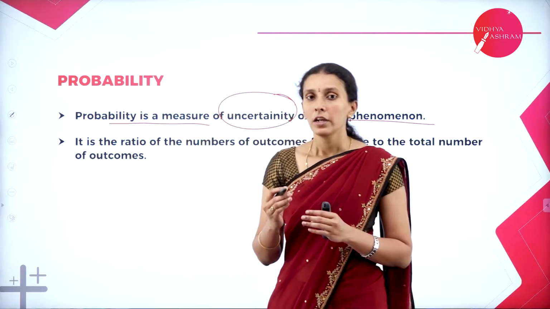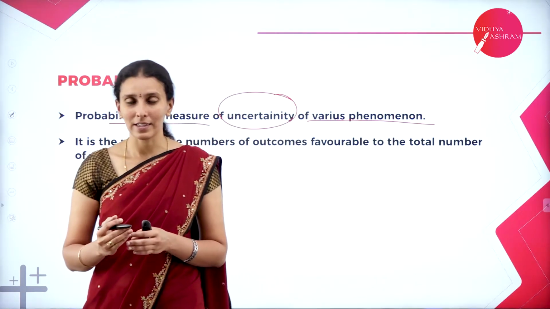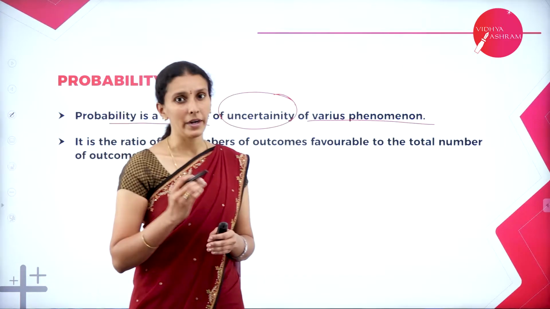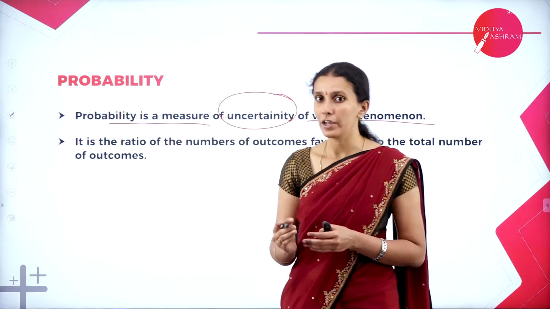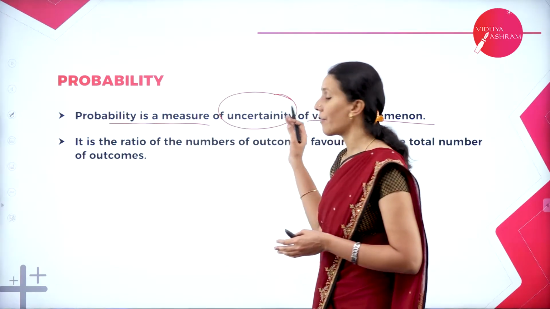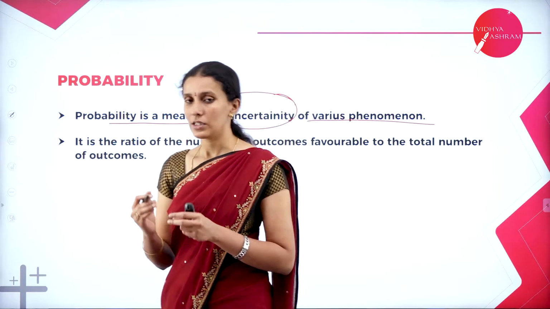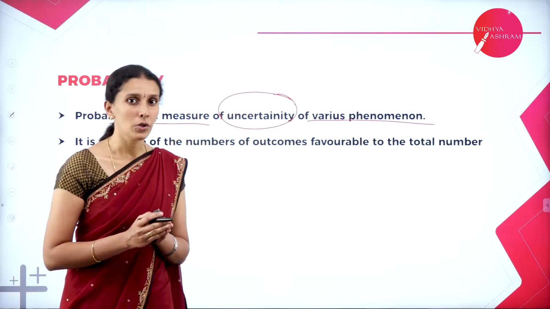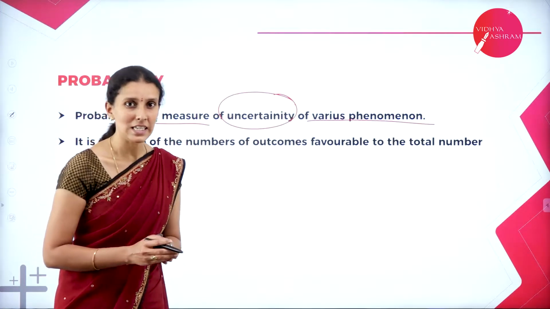For example, it may rain today. I may get 100 out of 100 in the examination. All these are predictions. So wherever you apply the concept of prediction and measuring those predictions, that is measuring of uncertainty, it is nothing but probability. It's a numerical measurement to measure uncertain events, we can say.